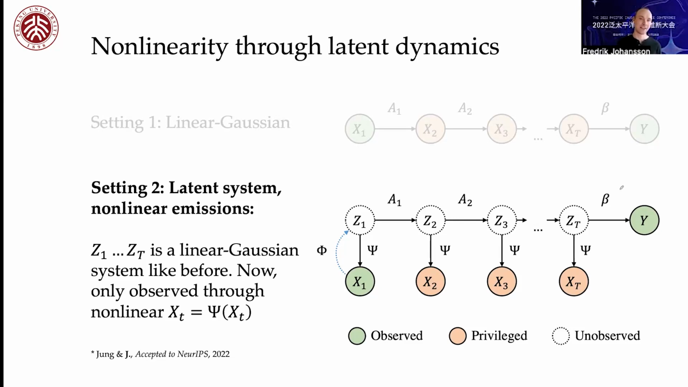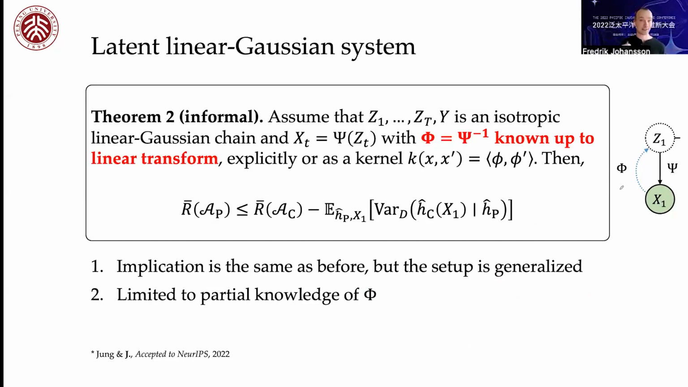What we can show using a similar technique as before is that if we know something about this emission function, meaning we know its inverse up to a linear transform, so we don't know it completely, but we almost know it completely, we know this inverse function from x1 to z1 up to a linear transform, then the same result follows immediately. We will have the same exact guarantee. It's just that the setup is now generalized. We don't need to actually know phi. A kernel is enough. You can apply the same algorithm using a kernel, but it's still assuming more than we would like.